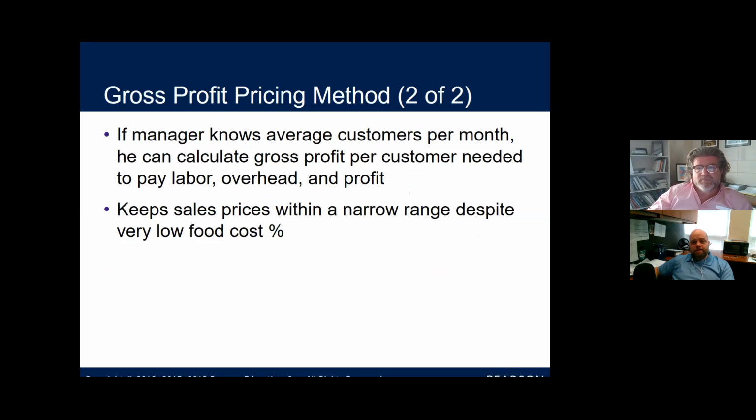So pretty much if the manager knows how many customers it's going to get on a given day, month, whatever, you can easily calculate from there what your gross profit per customer needed is, to cover how many people you'll have to have on staff. Your overhead is pretty much a fixed cost for the most part. And of course, your profits that you want to get.